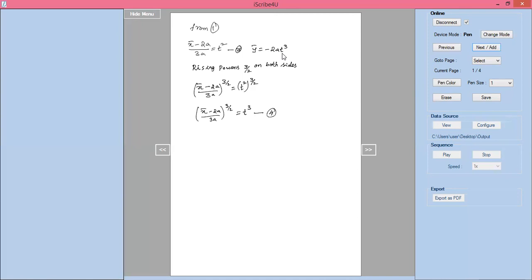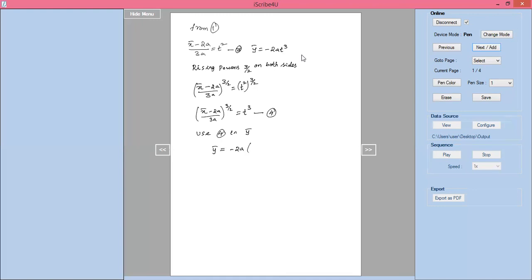I will use equation number 4 in the y bar equation. Here I am using the y bar equation only. Here t cube value I know. So only to get the t cube value I use this method. So now t cube is nothing but, now I can use equation 4 in y bar. y bar equals minus 2a into t cube.